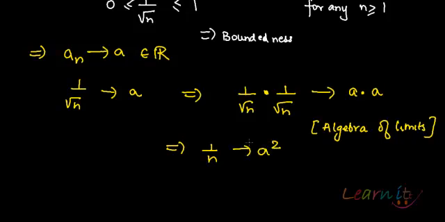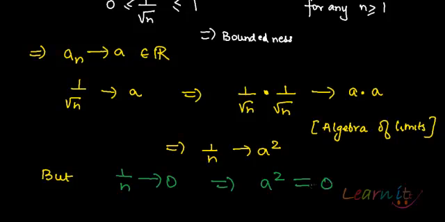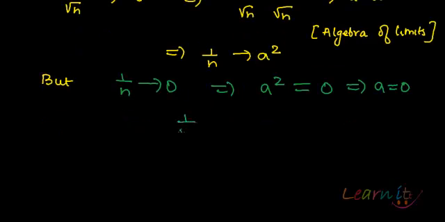Okay, 1 upon n tends to a square, but what do we know? But we know that 1 upon n tends to 0, right? Which implies, because the limit has to be unique, a square equals 0, which means that a equals 0, and hence 1 upon root n actually tends to 0. So that's how you can prove that 1 upon root n actually tends to 0, same as 1 upon n.